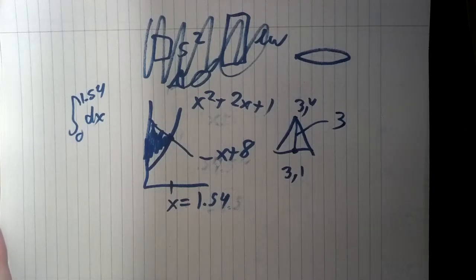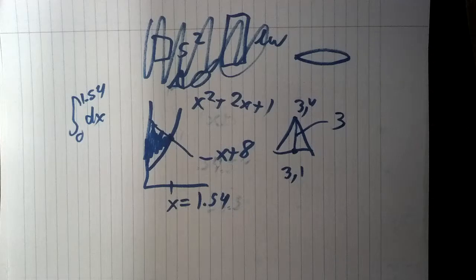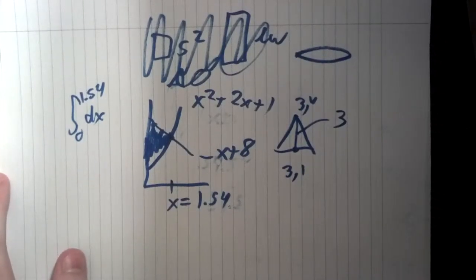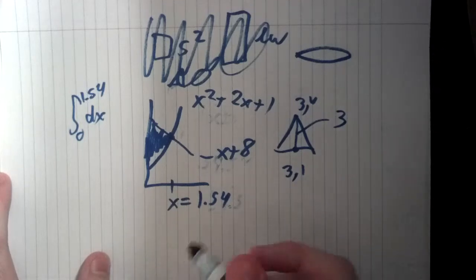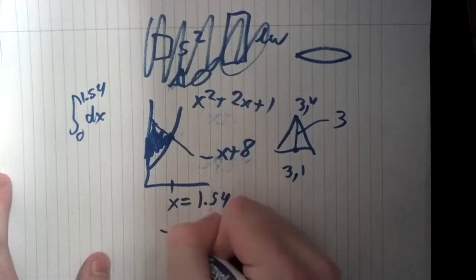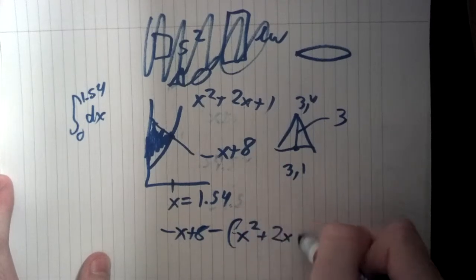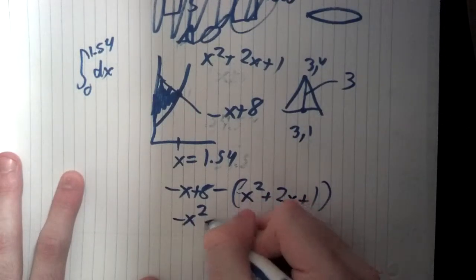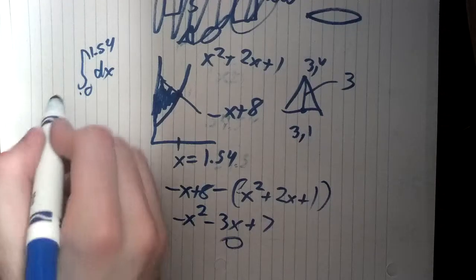So how would we do this with two graphs? Well, we can still do top minus bottom. The thing is, the height in between here is always going to be changing based on what points we have. And what changes based on the points? Well, another equation. So we can just get an equation of the height, which is why we do top minus bottom, or in this case, negative x plus 8 minus x squared plus 2x plus 1. Distribute the negative, we get negative x squared minus 3x plus 7. So, right here we have our two dimensions.